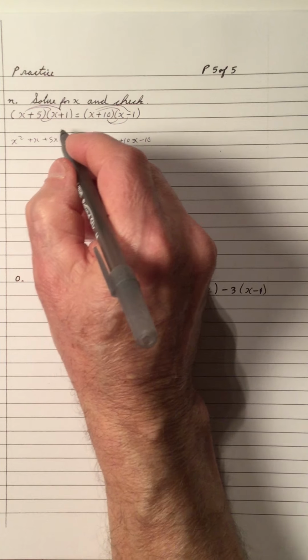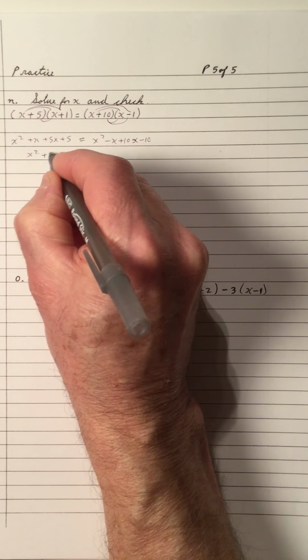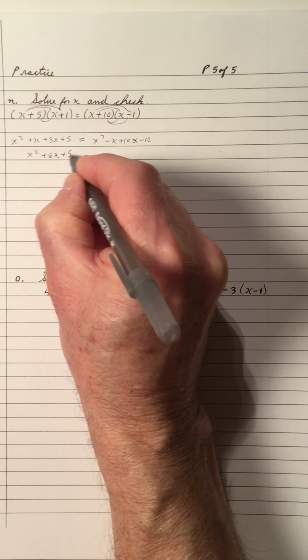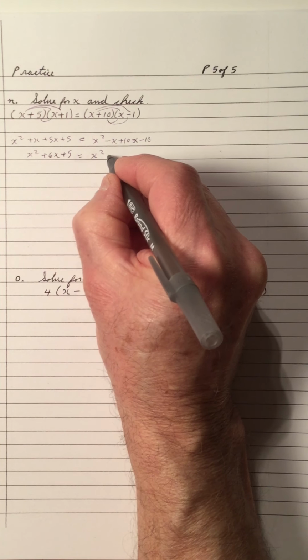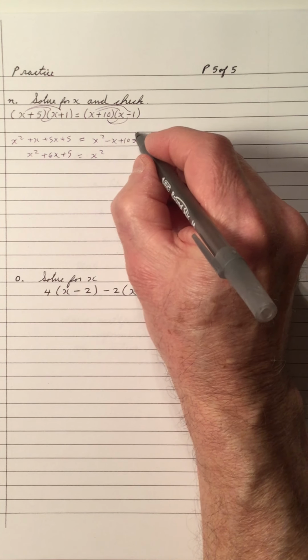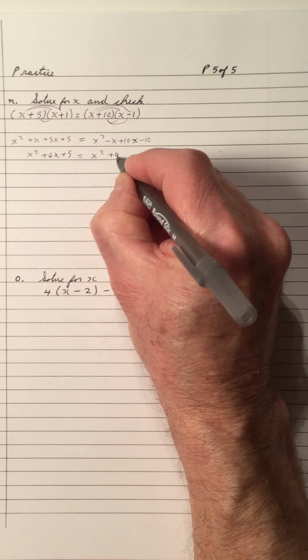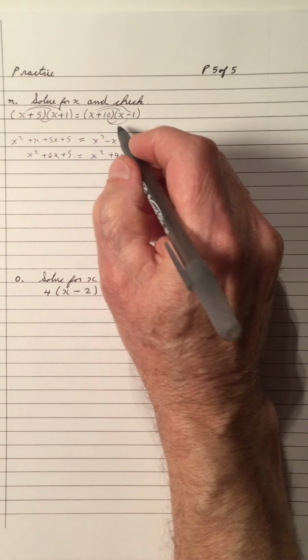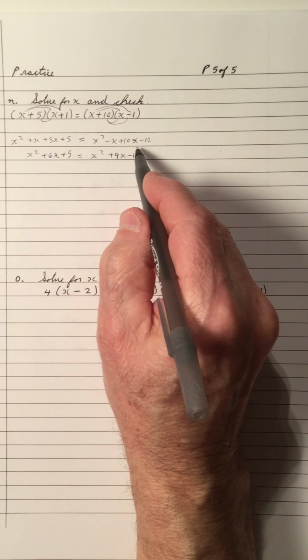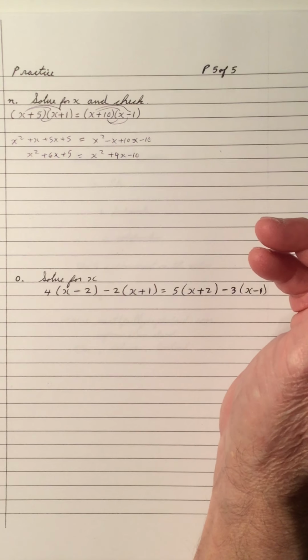Just be careful. Now I add up both sides. I simplify both sides before I do my transposing. That's a 10x and a negative x, so that's a plus 9x minus 10. So I did the FOIL, I simplified both sides. Now I move all the x's to the left.